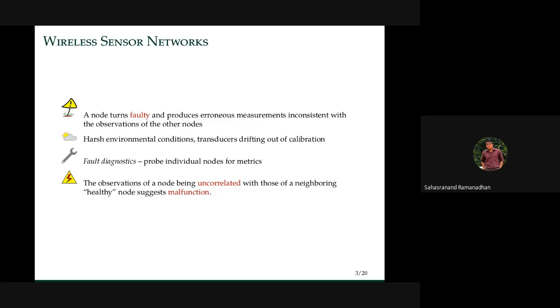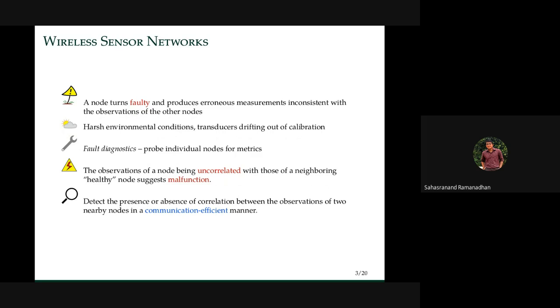So the problem that we are interested in here is to test if the observations of a node are uncorrelated with that of a neighboring node, because in that case there is a possible malfunction in one of these nodes. So we want to detect the presence or absence of correlation between the observations of two neighboring nodes in a communication efficient manner.